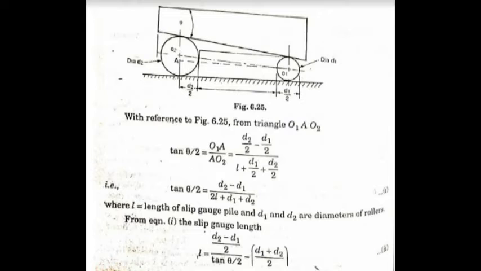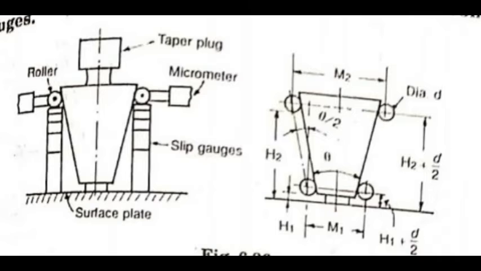Next we will check the angle of taper by using rollers and slip gauges. This figure shows the method of checking the angle of a taper plug gauge using rollers, micrometer and slip gauges. The taper plug is placed on the surface plate. First two rollers of equal diameters are placed touching the opposite sides of the lower surface of the plug, on slip gauge combinations of equal heights h1.